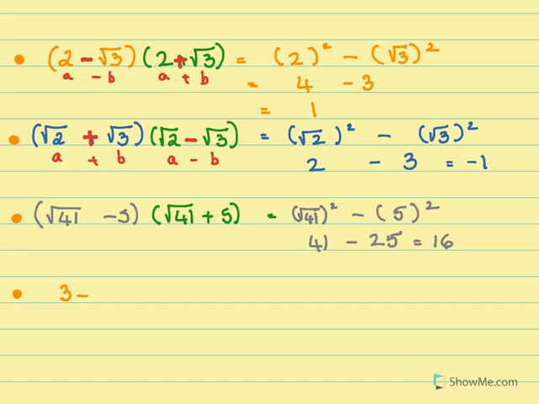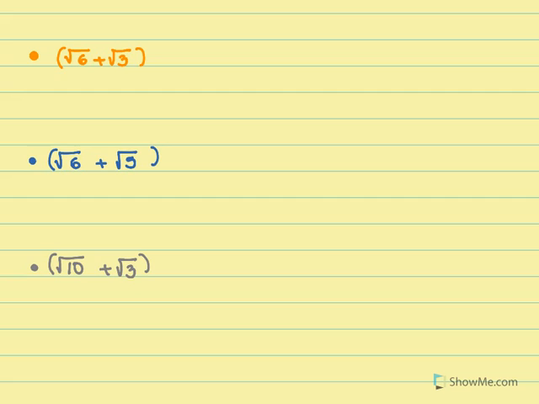Now for 3 minus under root 2, that is A minus B, its conjugate will be A plus B, 3 plus under root 2, which equals A plus B, A minus B, A square minus B square, that is A is 3 and B is root 2. 3 square is 9 minus 2, the answer is 7.